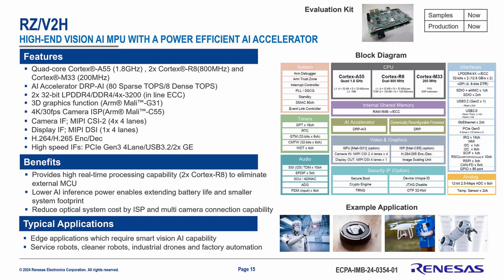Applications here are applications which require smart AI, vision AI capability, including service robots, cleaner robots, industrial drones, and factory automation. And of course, we have the block diagram on the right.